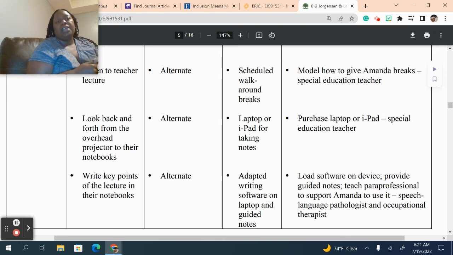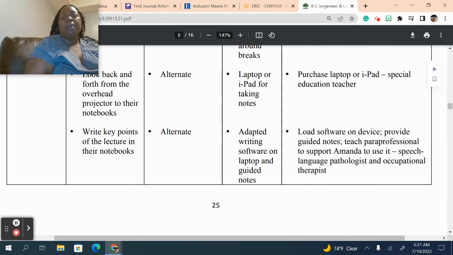What might be different is that the notes are already shared with the student, and they're highlighting the notes using the highlighter option on their laptop versus having to type into it or click and drag. I love me some interactive click and drag slides. All right, adapted writing software on the laptop and guided notes. And there you have it.